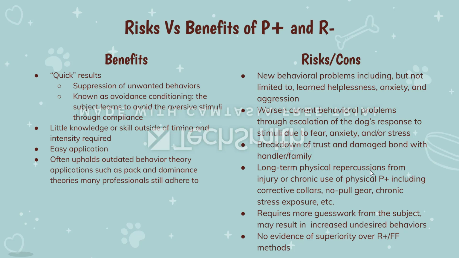Now, we have a lot of cons by comparison. So the use of positive punishment and negative reinforcement, and this is intentional application because sometimes accidents happen, and we don't mean to, and our subject is the one that inherently dictates what is appetitive and what is aversive. Intentional application of these things can result in new behavioral problems that include, but are not limited to, learned helplessness, anxiety, aggression. So not only are we trying to suppress unwanted behaviors, but we're risking creating new behavioral problems.